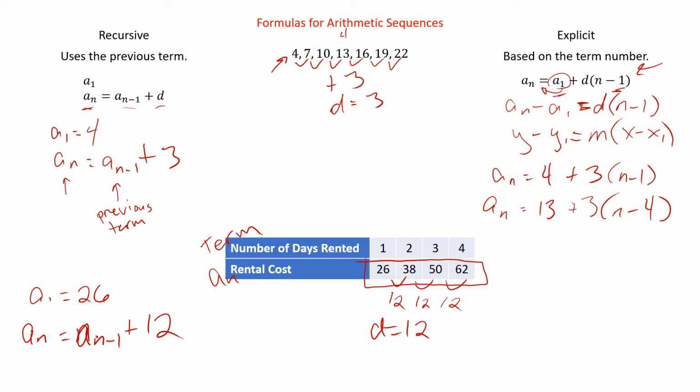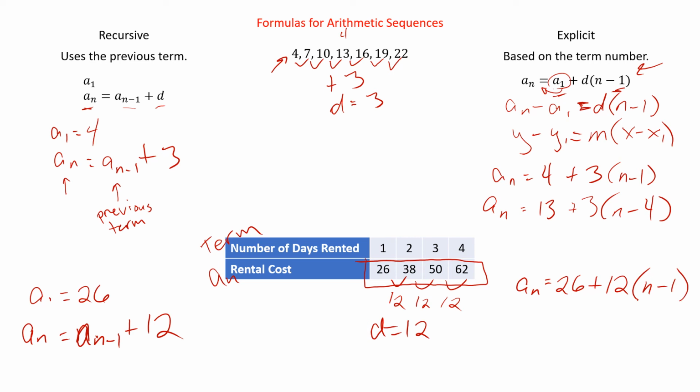That's where the explicit formula comes in. So here we have an equals a1. What's our first term? Well, that was 26, plus the common difference, which was 12, times n minus 1. And there we go. That's the explicit form.